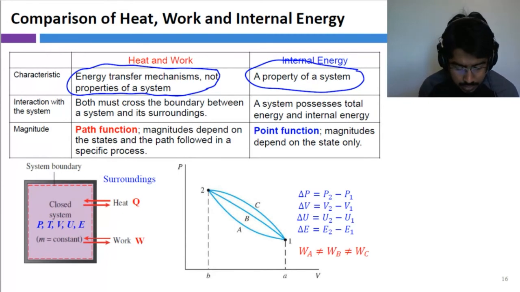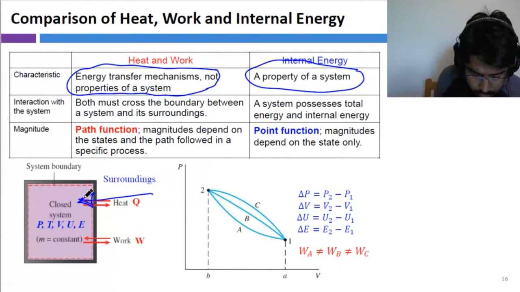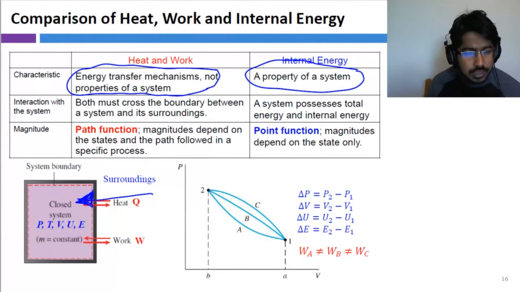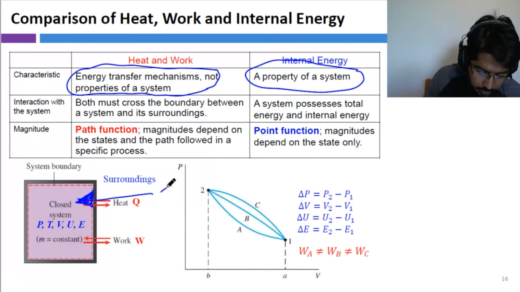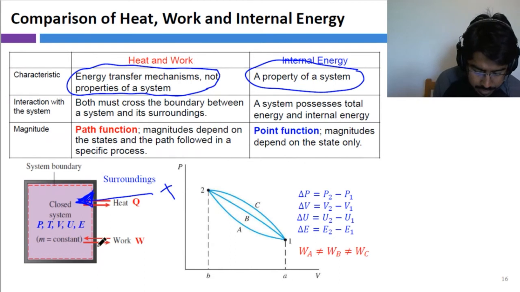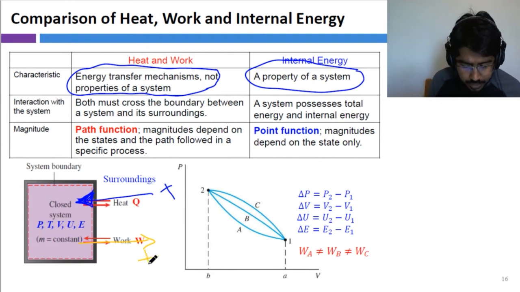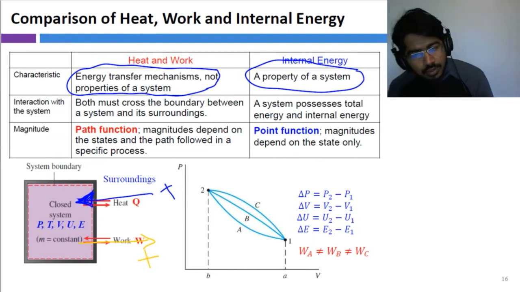So just to remind you the directions of these processes, when the heat comes in to a system, crossing the system boundary from the surroundings, then we call it positive, right? When the heat leaves the system, then we call it negative. On the other hand, when the work is done by the system or work leaves the system, then we call it positive, right?